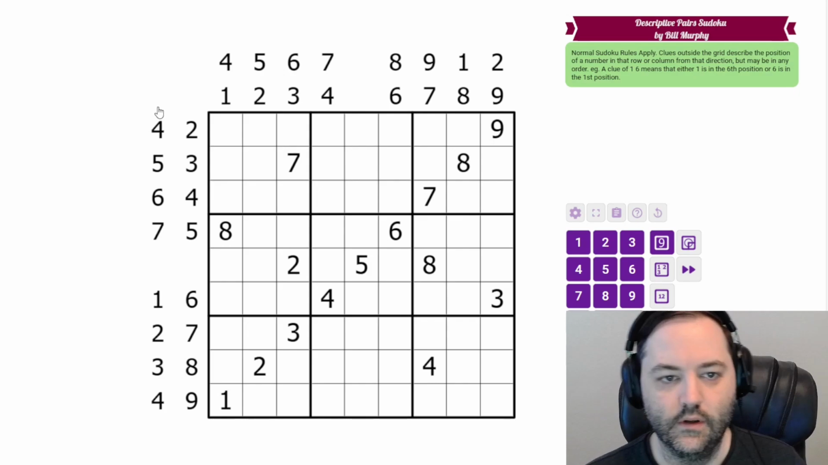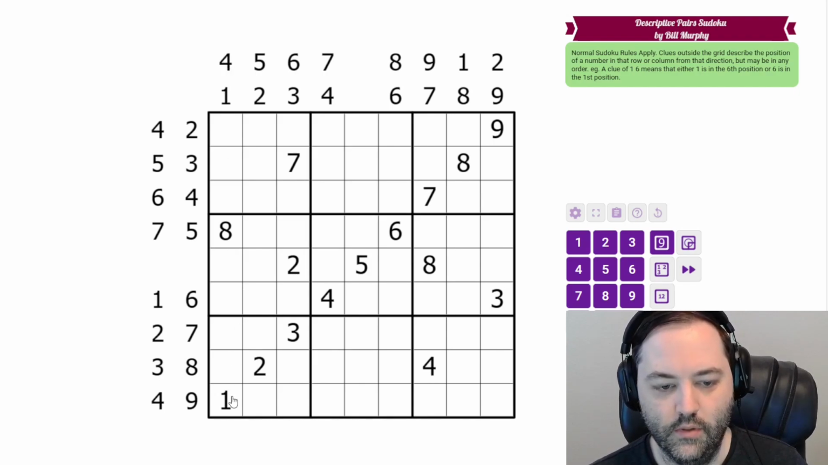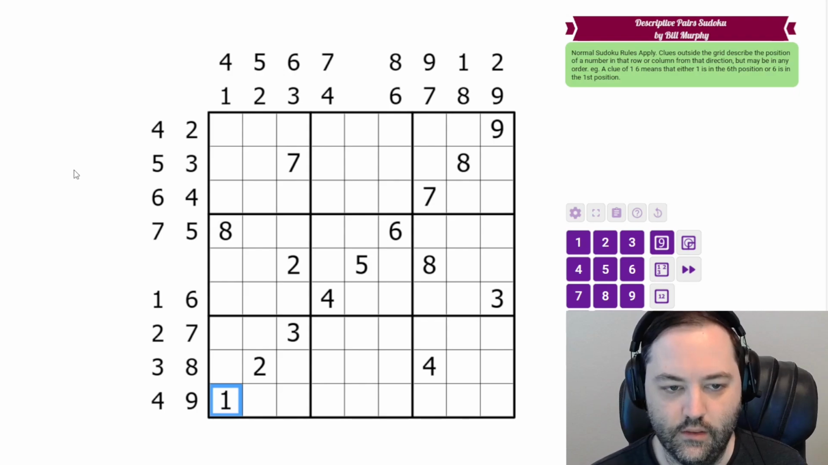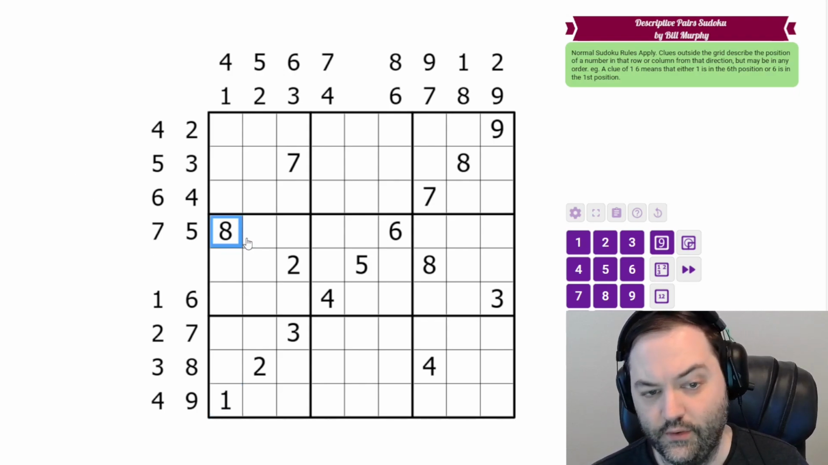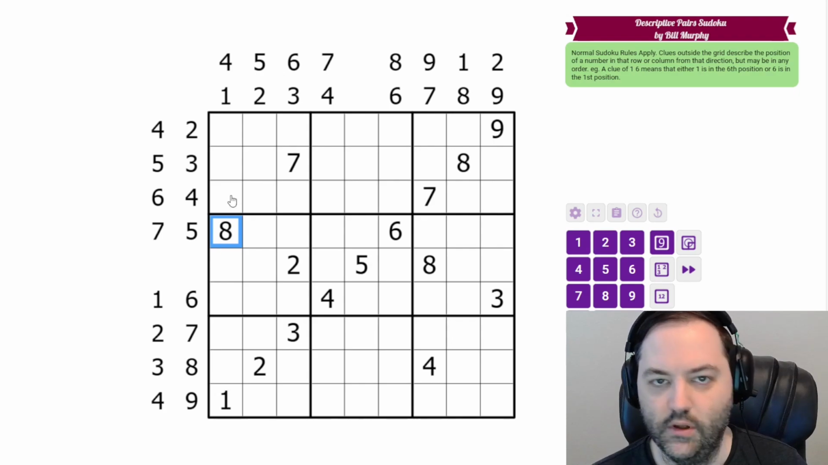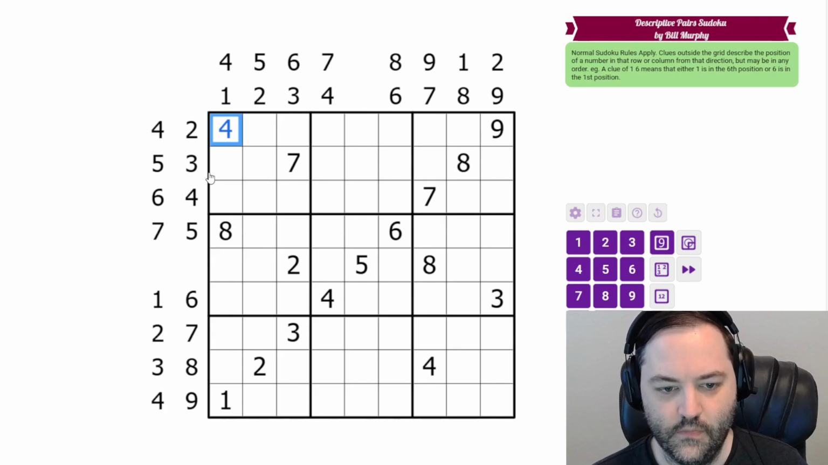So let's get started. I'm going to start in the columns because I can see column 1 has a 4 and a 1, but the 1 is down here in the 9th position. So it can't be 1 in the 4th position. There's also a digit in the 4th position, so it can't be either way. So it has to be 4 in the 1st position.